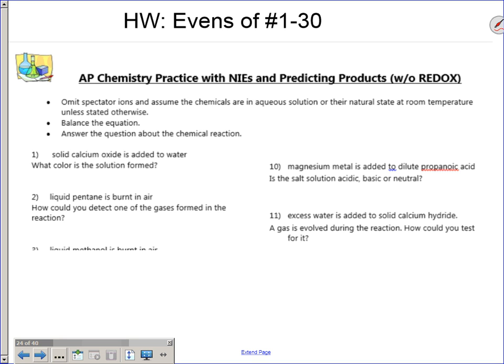So I'm going to try, I want you guys to really just try. If you only get reactants down and some states of matter, I'm okay with that. But you're going to try the evens of 1 through 30. It looks like this is from the bottom of that page.